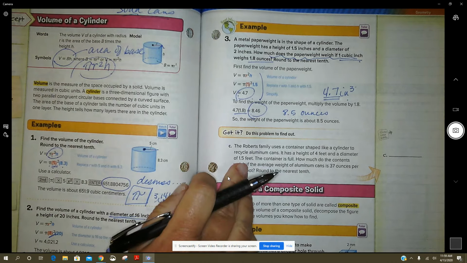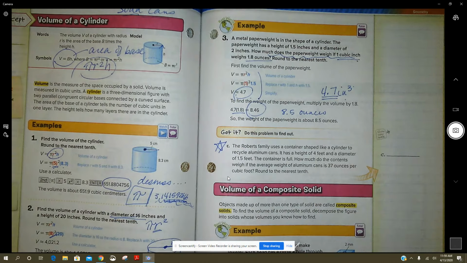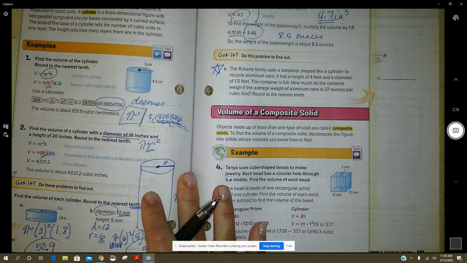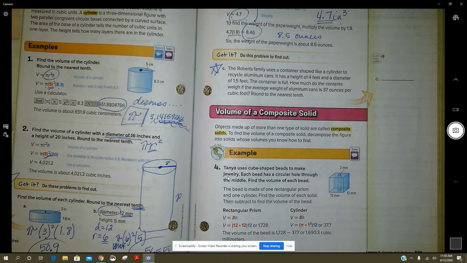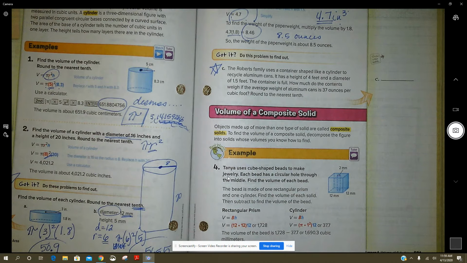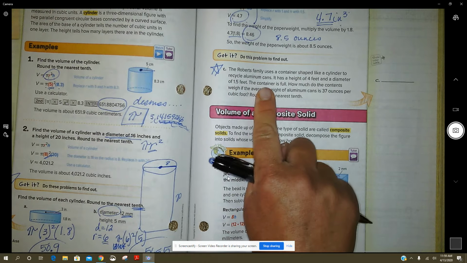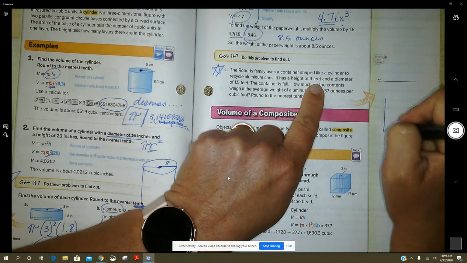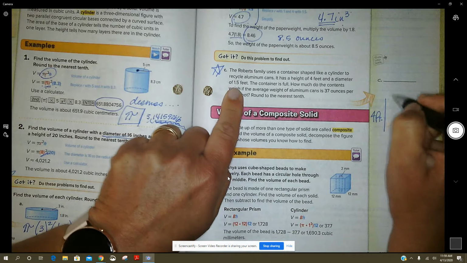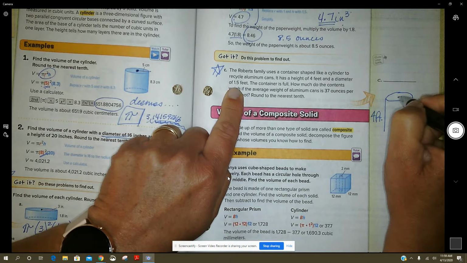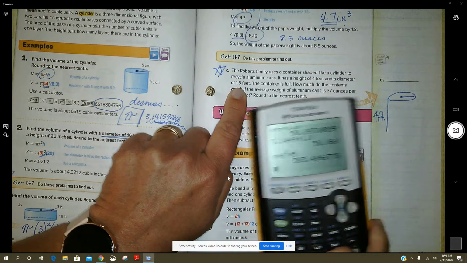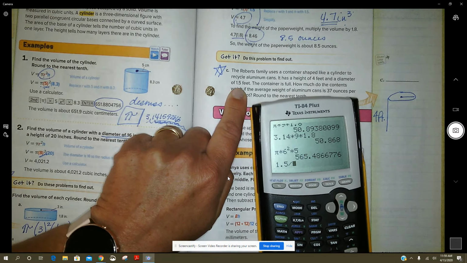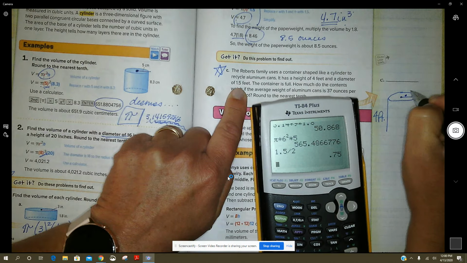All right, let's go try this problem down here, letter C, the Roberts family. So the Roberts family is going to be recycling aluminum cans. Here's those soda cans that we were talking about earlier. It says that there's a container shaped like a cylinder to recycle them, right? The height is 4 feet. Let's draw a picture. So the height is 4 feet. And the diameter, so we're already thinking, oh, we're going to need a radius, okay? The diameter is 1.5. So let's go take 1.5 and divide by 2. So I know that my radius is 0.75 feet, okay?